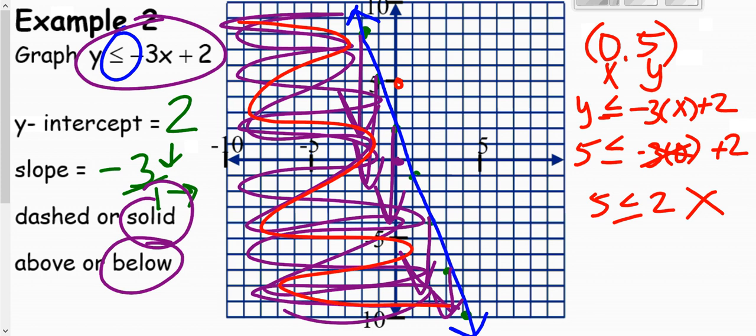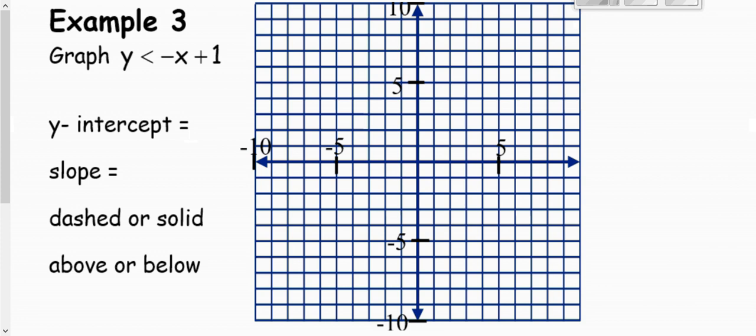Let's try one more. Why don't you go ahead and try this one on your own? So let's start with our y-intercept. It's 1. And what's our slope? -1, or we can say -1 over 1. And just looking at this, can you tell if it's going to be a dashed or solid line? Dashed. So I can start going up 1. That's my y-intercept. Then my slope is -1, so we're going down 1 over 1.